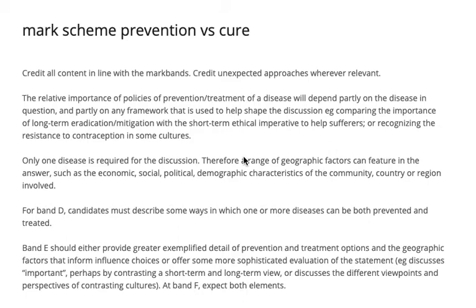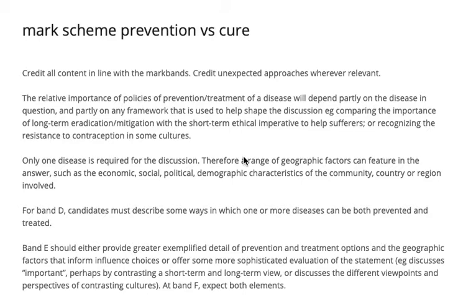So, part two. If we dig down into this question a little bit more, it does talk about bands D, E and F. This is for the old syllabus, but we can still use it. If you look at band D, it says candidates must describe some ways in which one or more diseases can be both prevented and treated. So whatever disease you look at, obviously you need to talk about prevention and cure.